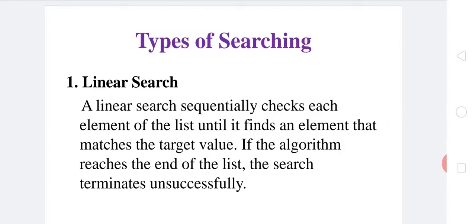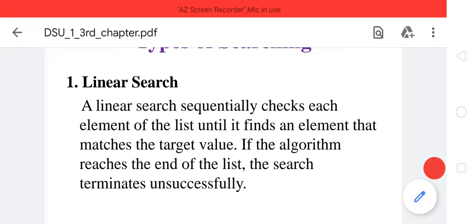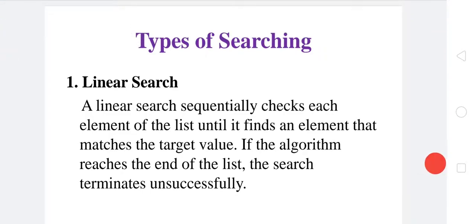The next point is types of searching. The first type of searching is linear search, which is also called sequential search. A linear search sequentially checks each element of the list until it finds an element that matches the target value. If the algorithm reaches the end of the list, the search terminates unsuccessfully. In linear search, the search value is compared with the first location. If a match is found, then we display the result. Otherwise, we go to the next memory location. Likewise, we check the search value against all the memory locations present in the array.